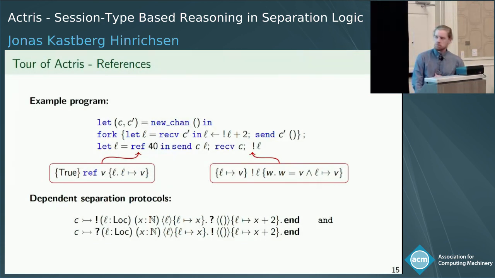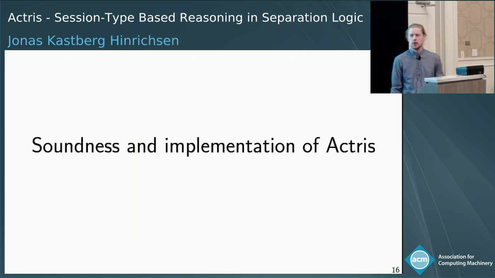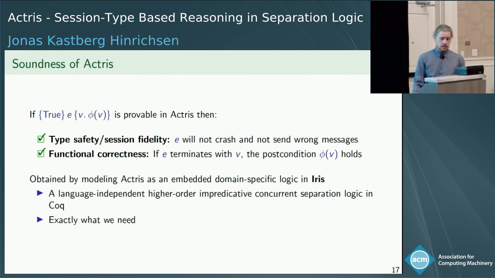So I hope that serves as a good intuition on how to use Actris and ample evidence that it's actually usable. So let's talk a bit about why it actually works. Let's talk about the soundness of Actris. The soundness of Actris is defined as the Hoare triple here, which states that if you, from no precondition, can execute the program e and then show the postcondition phi of the return value, then you have type safety and session fidelity, and you have functional correctness.